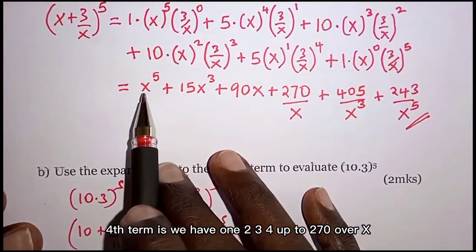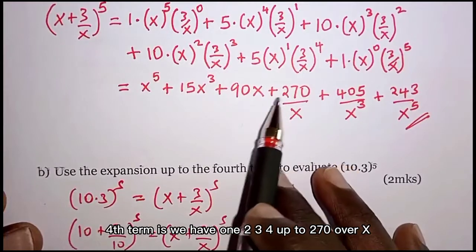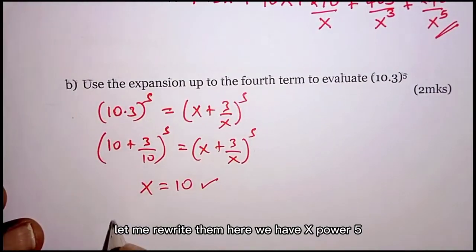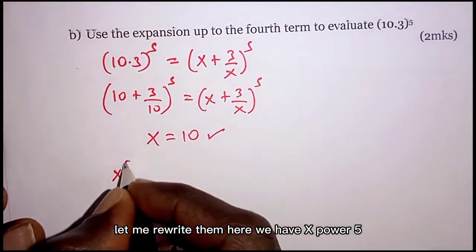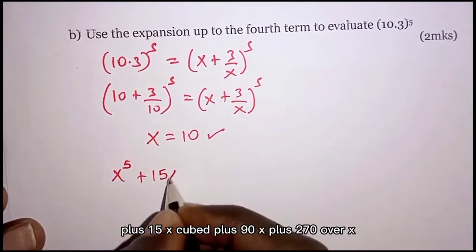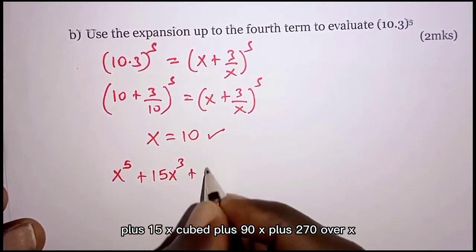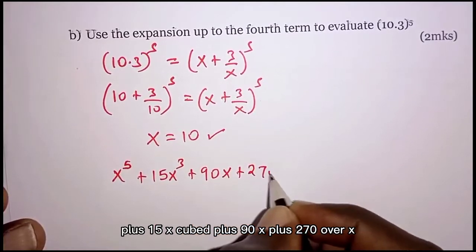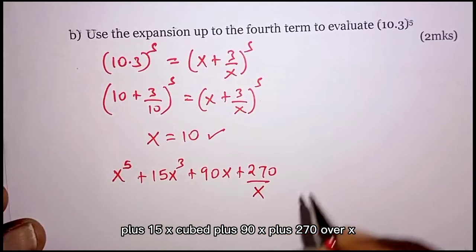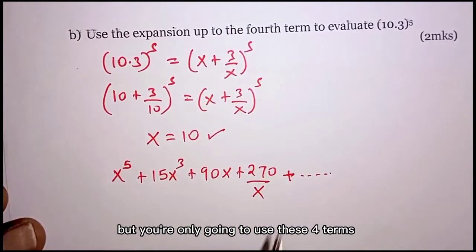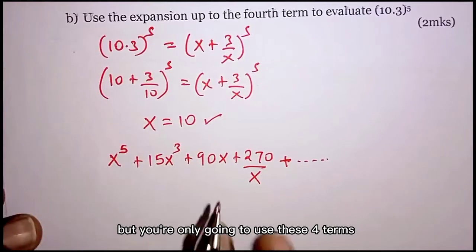The fourth term is, we have 1, 2, 3, 4, up to 270 over x. So let me rewrite them here. We have x^5 plus 15x^3 plus 90x plus 270 over x. This should continue on, but you're only going to use these 4 terms.